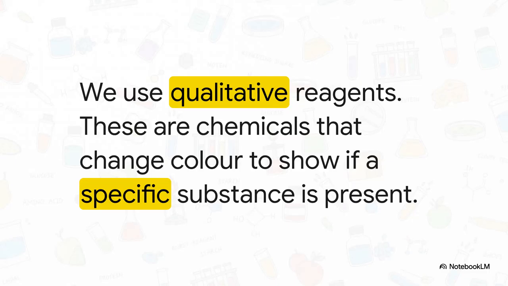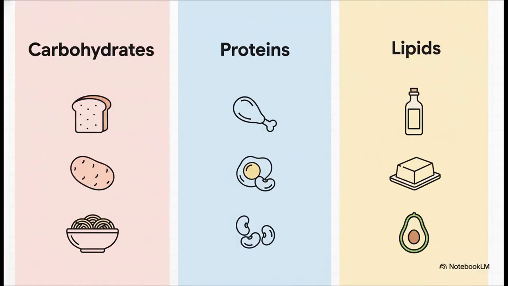Well, the secret is using something called a qualitative reagent. Now, that word qualitative, that is a key term for your exam. It just means we're testing for the quality or the type of substance, like is sugar here, not the quantity, so not how much sugar is there. You can think of these reagents as little chemical detectives that change color to give us a simple yes or no answer. So, for your AQA GCSE, you need to be able to test for these three major players: carbohydrates, proteins, and lipids. These are the molecules this whole practical is designed to find. Let's kick things off with the first one, carbohydrates.